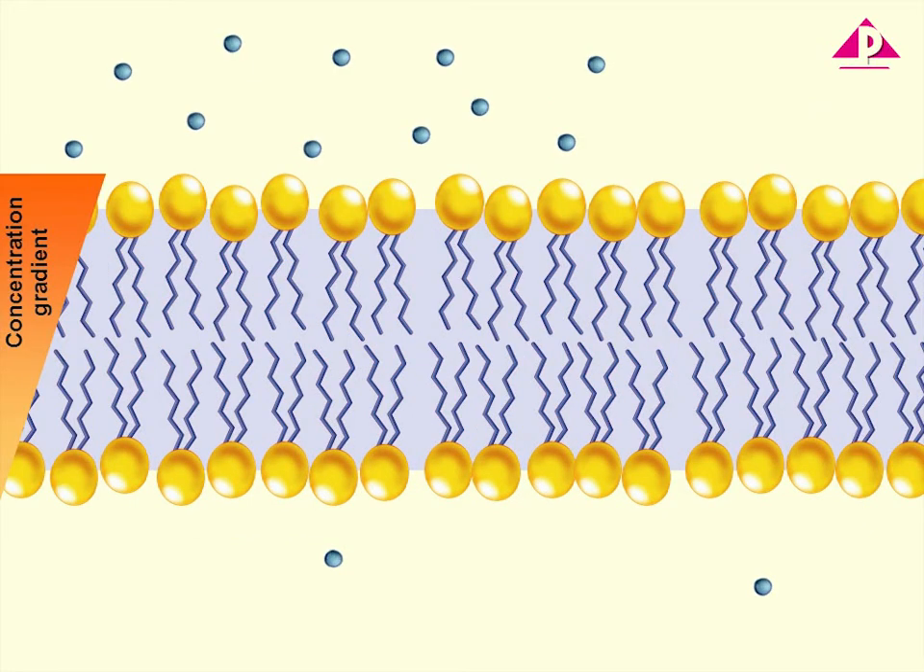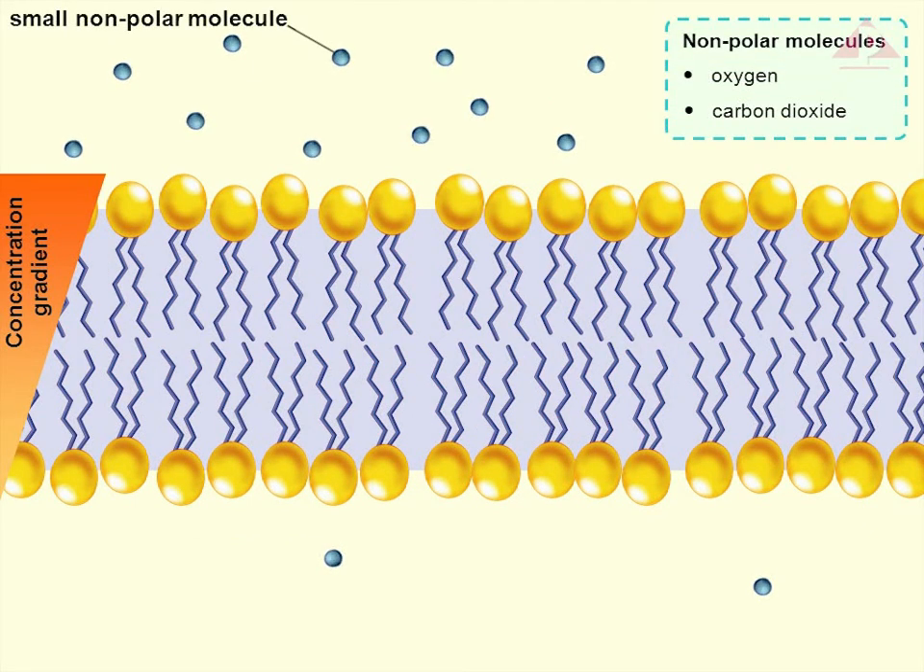The phospholipid bilayer is permeable to non-polar molecules. The respiratory gases, oxygen and carbon dioxide, are non-polar and small enough to diffuse across the cell membrane directly between the phospholipid molecules. The rate at which this diffusion takes place largely depends on the concentration gradient across the membrane.